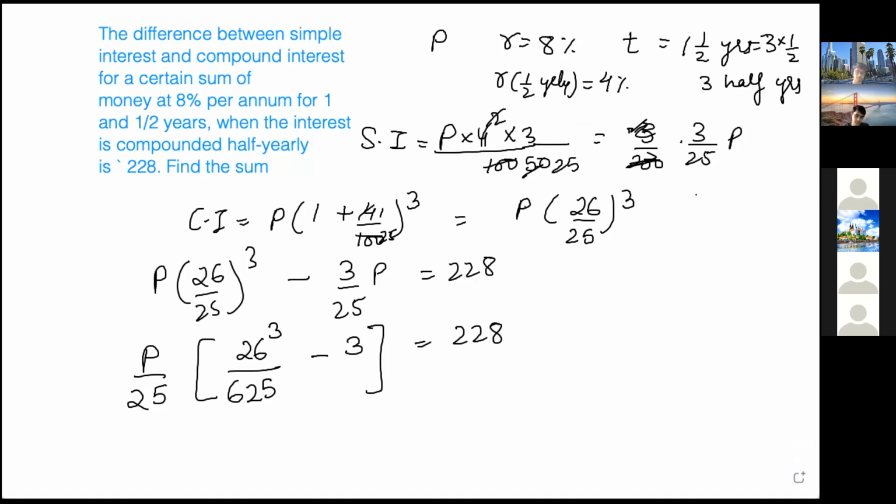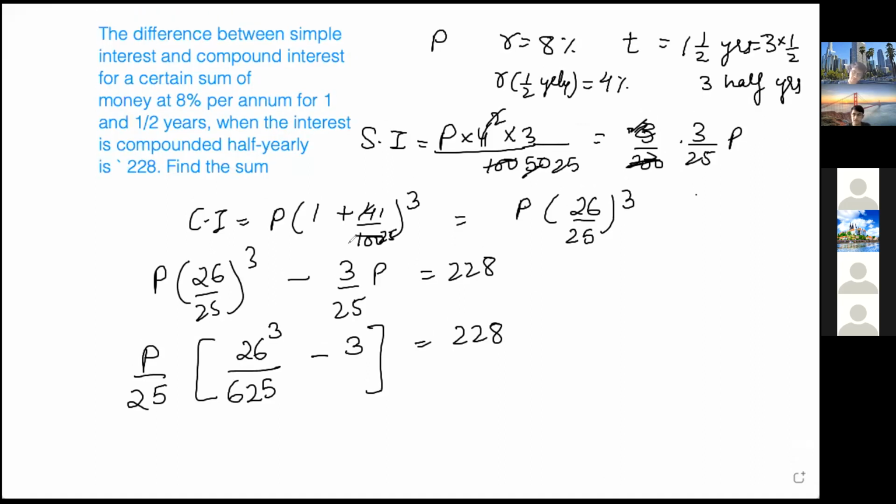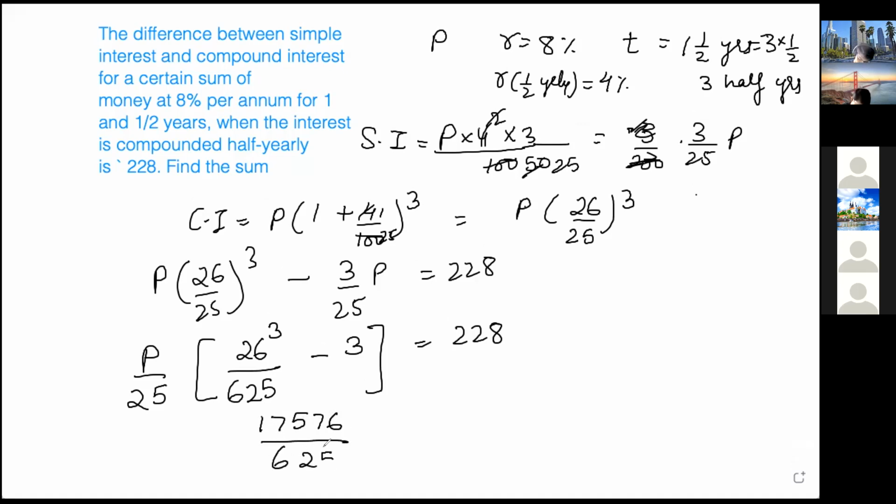Ma'am, 1756. 1756 you are getting. No, ma'am. 17576. 17576 divided by 625.